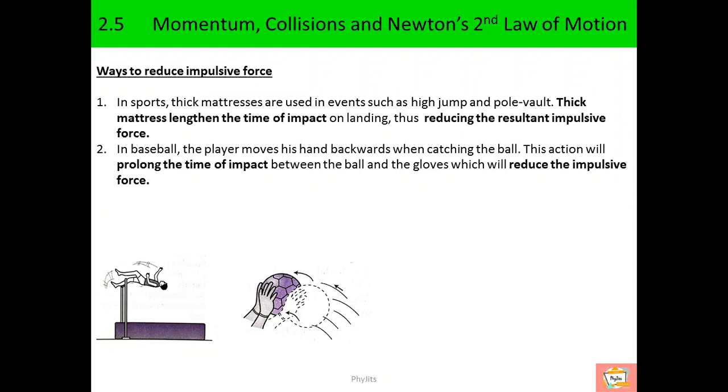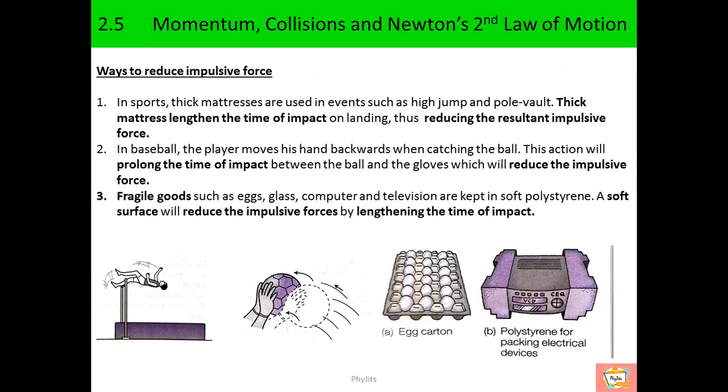For baseball players, when they catch the ball, when they hold the ball, they will move their hand slightly backward. That is actually to increase the time where the ball comes and hits your hand, your palm, so as to reduce the force. So again, to prolong the impact time. Just by prolonging the impact time, you can reduce the force. Okay, so fragile foods, the same thing. They will put something soft, something which is soft.